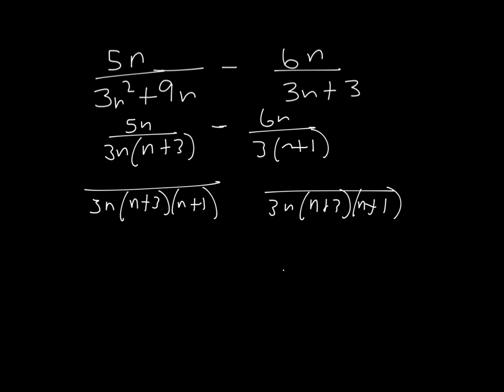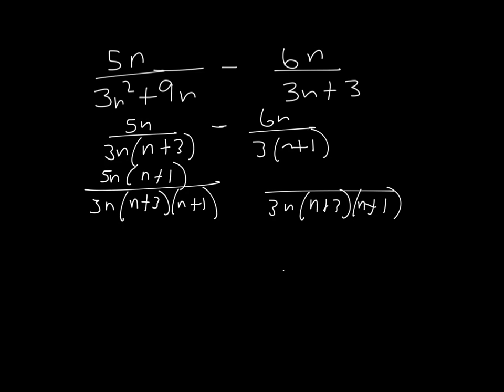The way we figure out the numerators, we look at this, we look at this, we figure out what is missing from this that we had to put in here. And in this case, you can see it's the n plus 1. So the numerator needs to get multiplied by n plus 1.